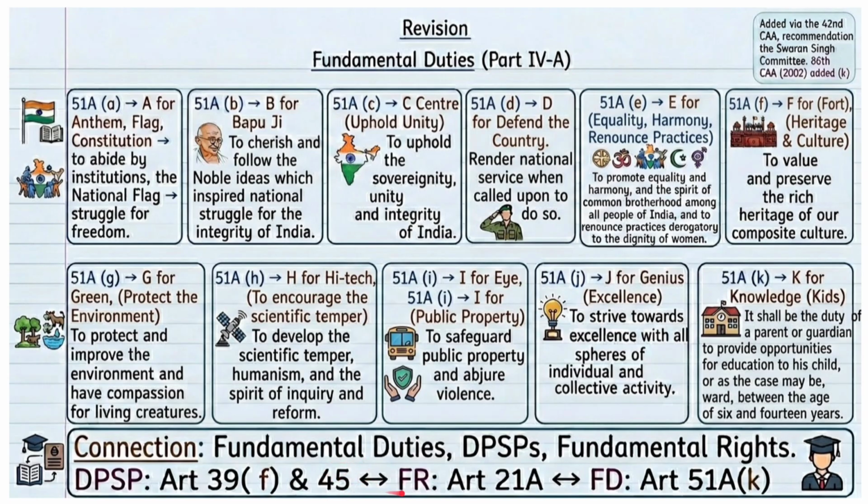And the 86th Constitution Amendment Act made elementary education a fundamental right, and it added Article 21A, which provides free and compulsory education to children aged 6 to 14 years. It also added one more article, which is a fundamental duty, and the article is 51A Clause K, which you already know. Okay, so if you paused the video and answered Article 51A K, congratulations, your answer was correct.